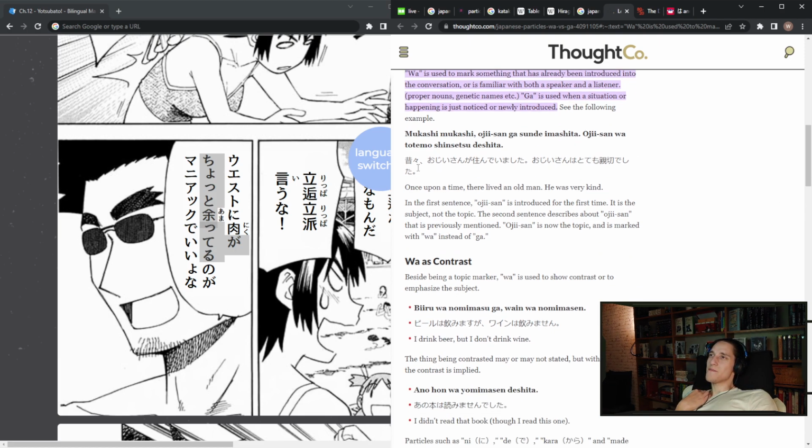So, once upon a time there lived an old man. He was very kind. In the first sentence, Oji-san is introduced for the first time. It is the subject, not the topic. It is the subject, not the topic. The second sentence describes Oji-san, who was previously mentioned. Oji-san is now the topic and is marked with wa instead of ga.